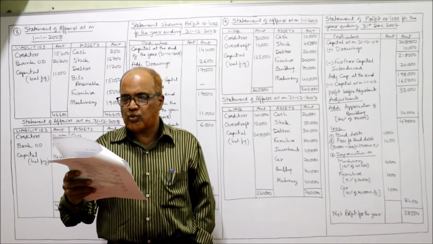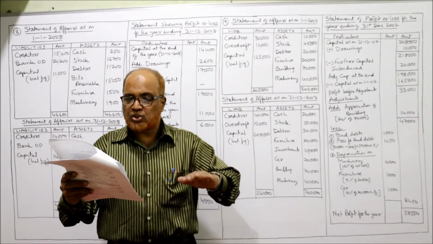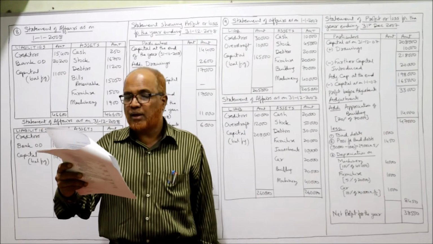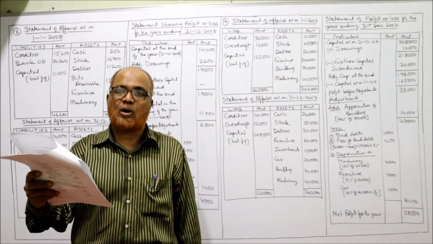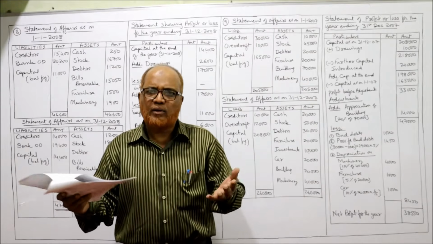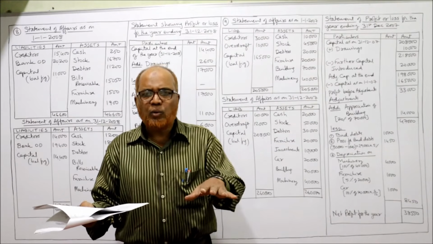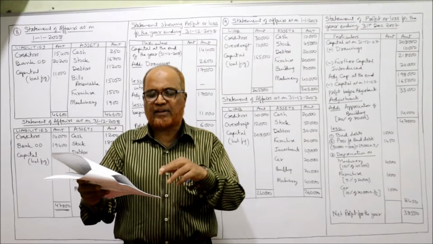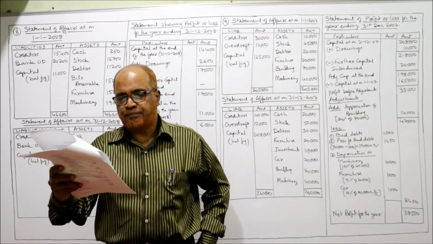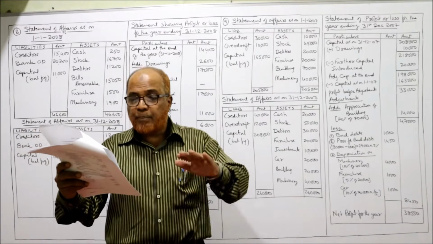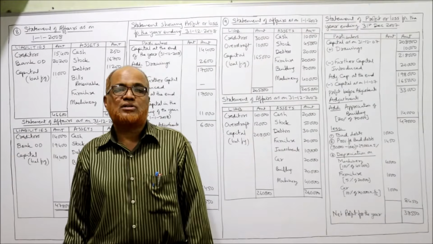On 1st July 2007, he introduced further capital of 20,000 by selling his private house. We are not concerned how he got the money. During the year, he has introduced further capital of 20,000. Now adjustments. Appreciate land and building by 20%.